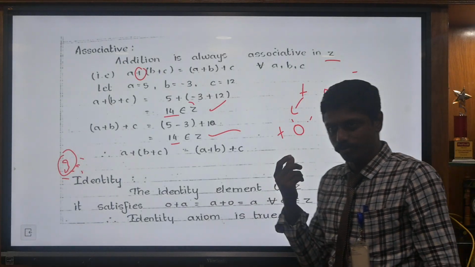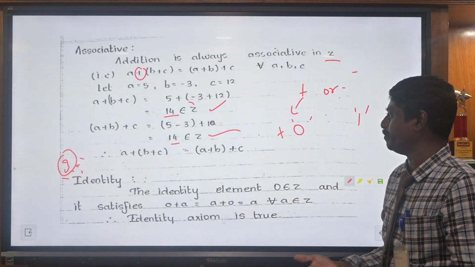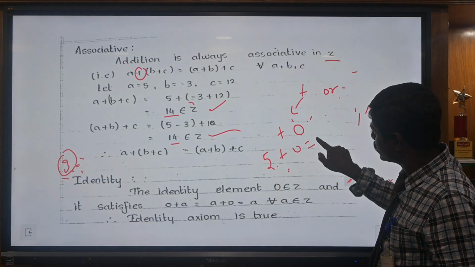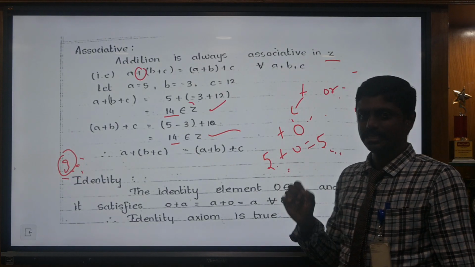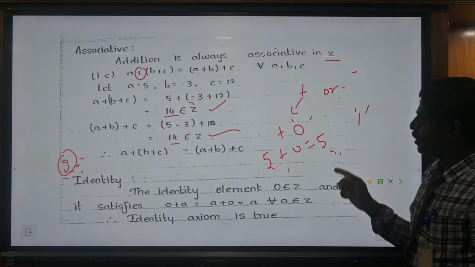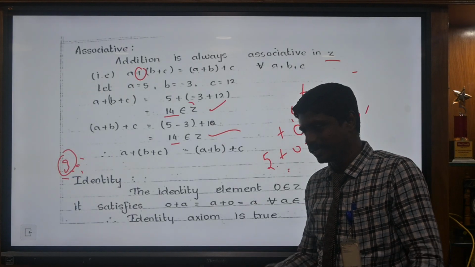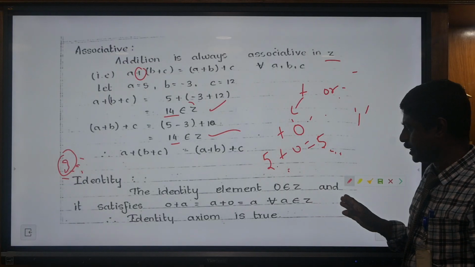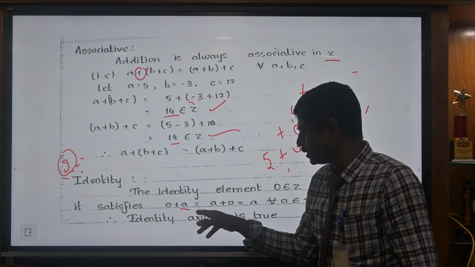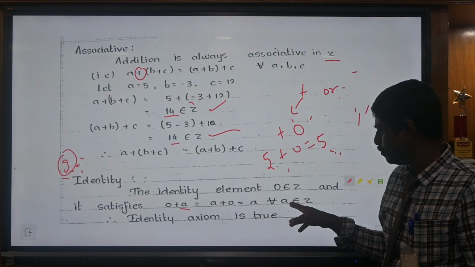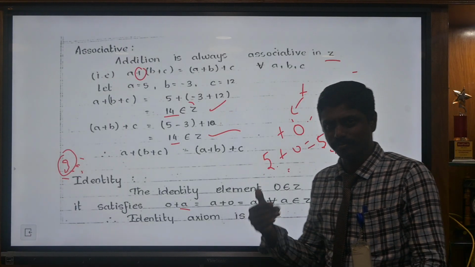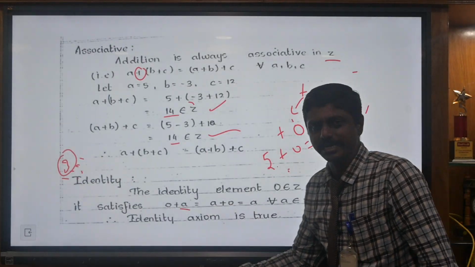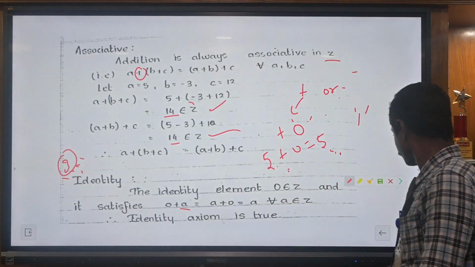You take any element from G, you add it with the identity element, and it gives the same answer. So you can take any element from Z, add 0, and you get the same element. In multiplication it is 1, but here we are not using multiplication, just get the idea of the identity. So the identity element 0 belongs to Z. Take A, so 0 plus A equals A plus 0 equals A for every A belongs to Z. Whatever element you take from the set of integers, you add 0 and you get the same answer. So the identity element is also true.